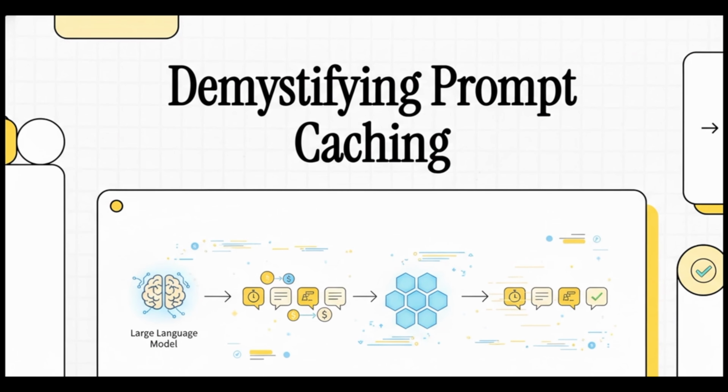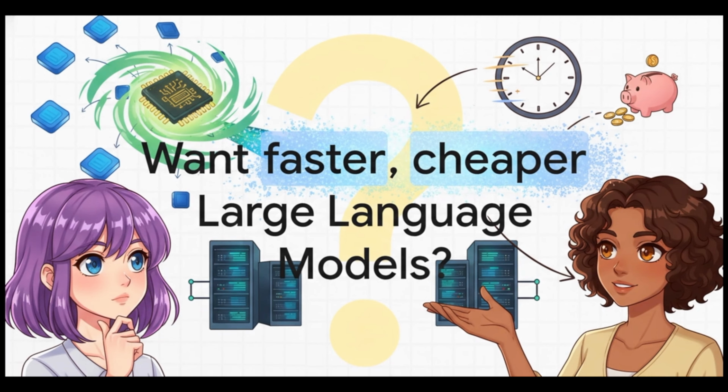If you're working with large language models, you know you're always in a battle with two things: speed and cost. Well, today we're going to demystify a technique that hits both of those right where it counts: prompt caching. We're going to break down exactly how this works and how it can make your models way faster and, yes, cheaper. I mean, who doesn't want that, right?